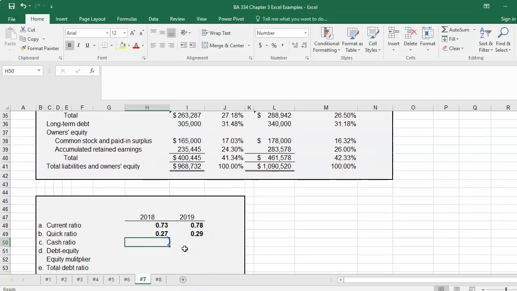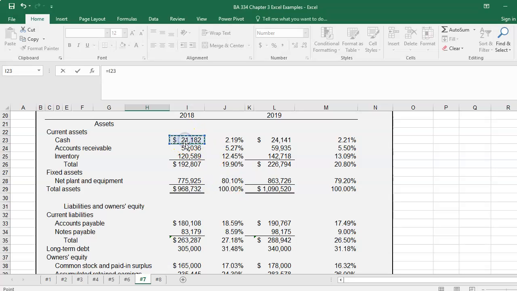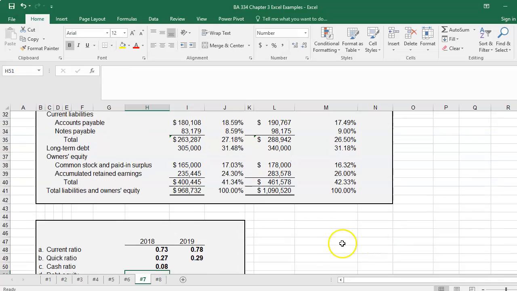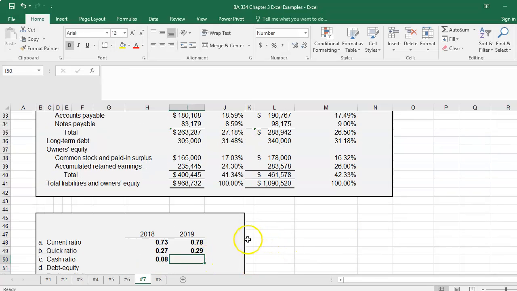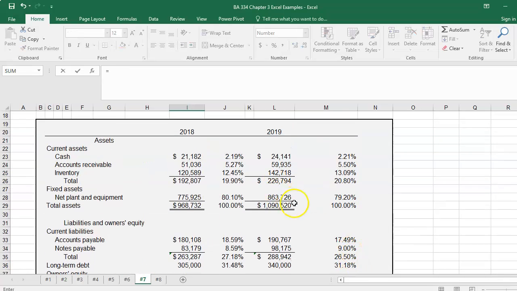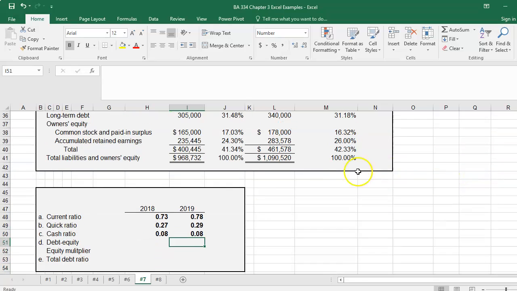And cash ratio is cash divided by current liabilities. So how much of our current liabilities could we pay if we did not create any more cash for the rest of the year? So we see it's 8%. We could pay 8% of our current liabilities.